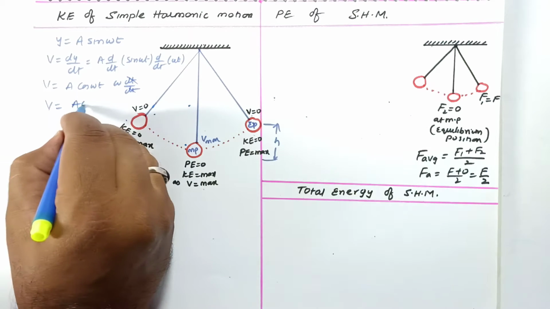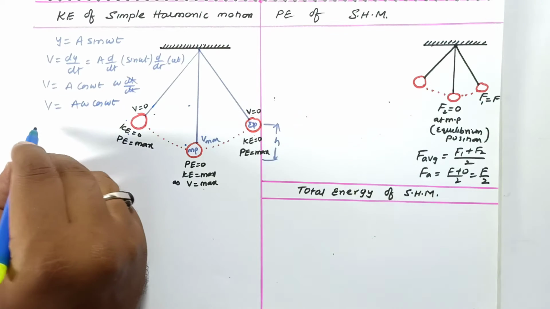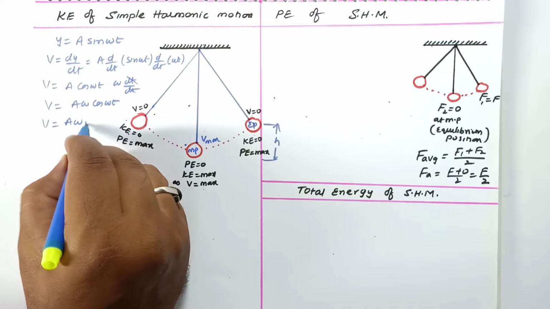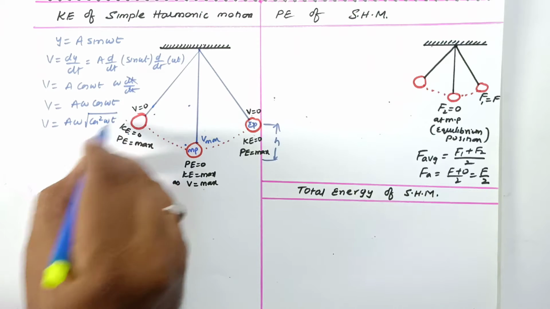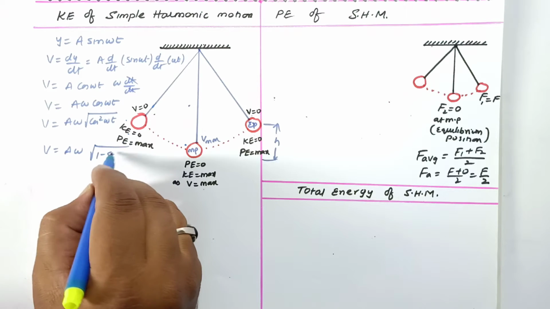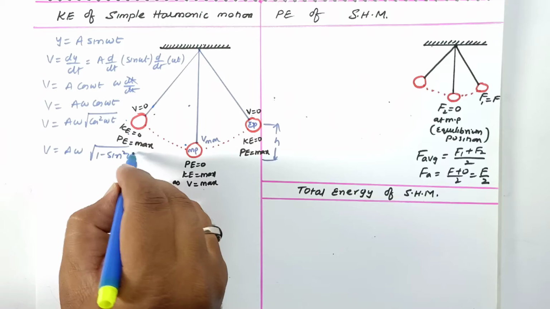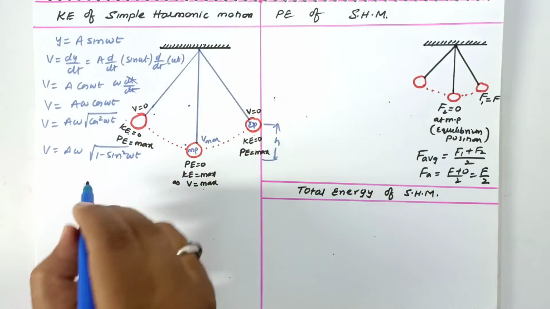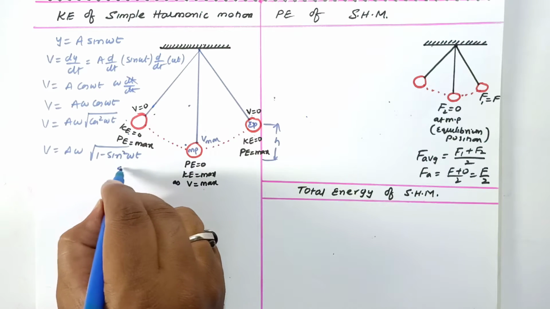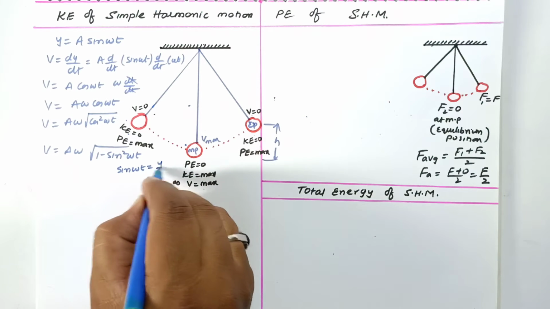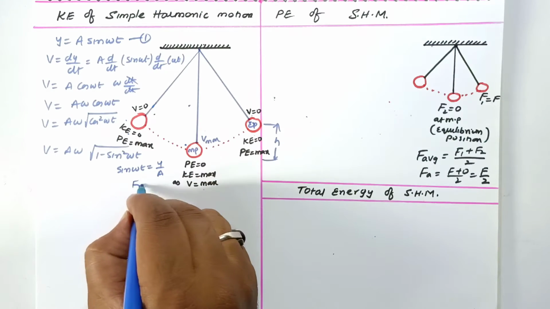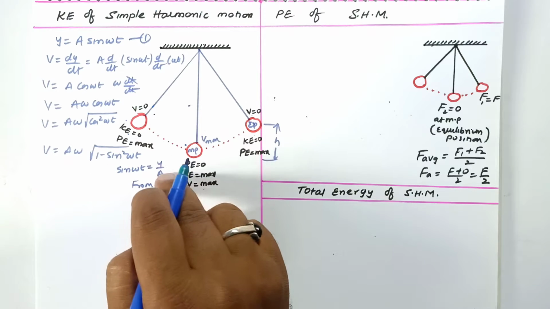So velocity will become a omega cos omega t, and you also know that a omega cos omega t can be written as a omega times the square root of cos square omega t. So velocity will become a omega square root of 1 minus sin square omega t, since cos square omega t can be written as 1 minus sin square omega t. Okay, so from the concept that y is equal to a sin omega t, you can write sin omega t is equal to y by a. So this is the first equation.